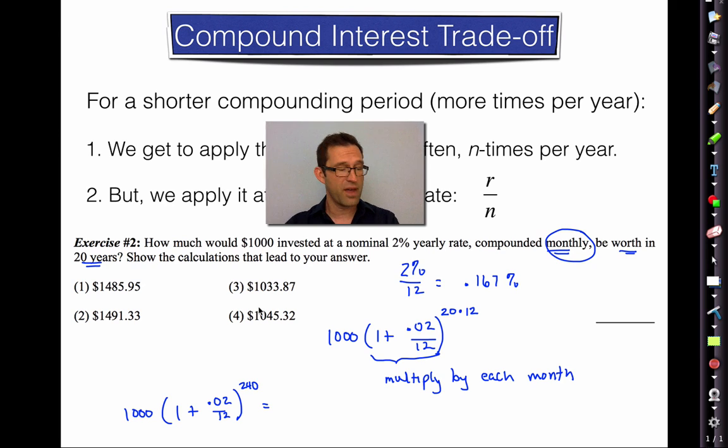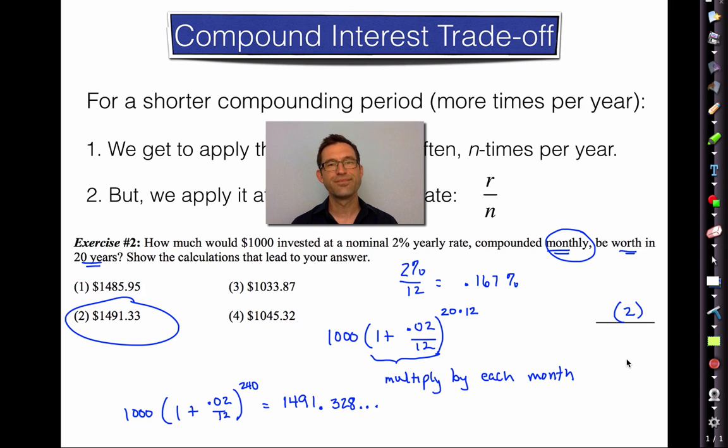And when I do all of that and work it out, again, something you must do on your calculator, can't do it in your head particularly, 1491328, closest to choice 2. All right. We're going to develop a very formal formula for this in just a moment, but pause the video now and write down anything you need to.